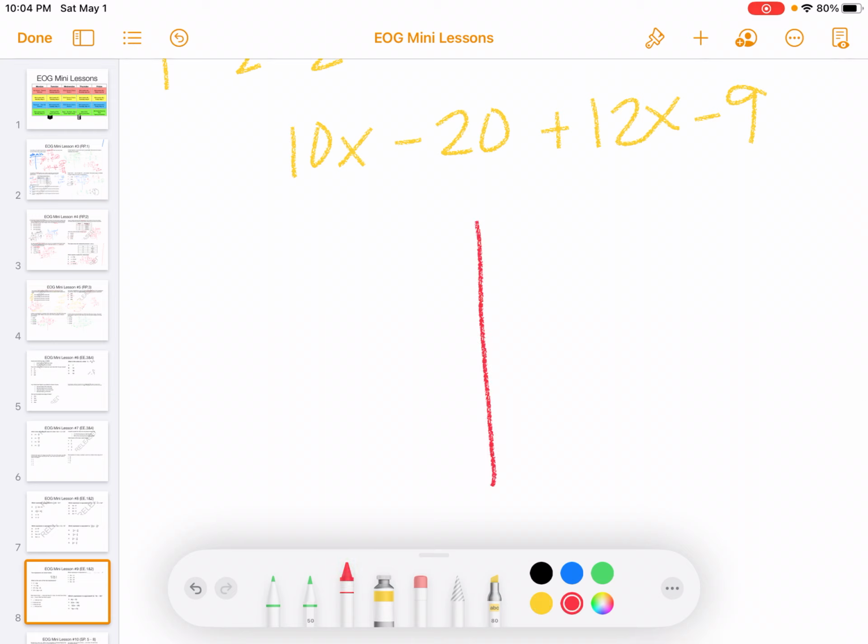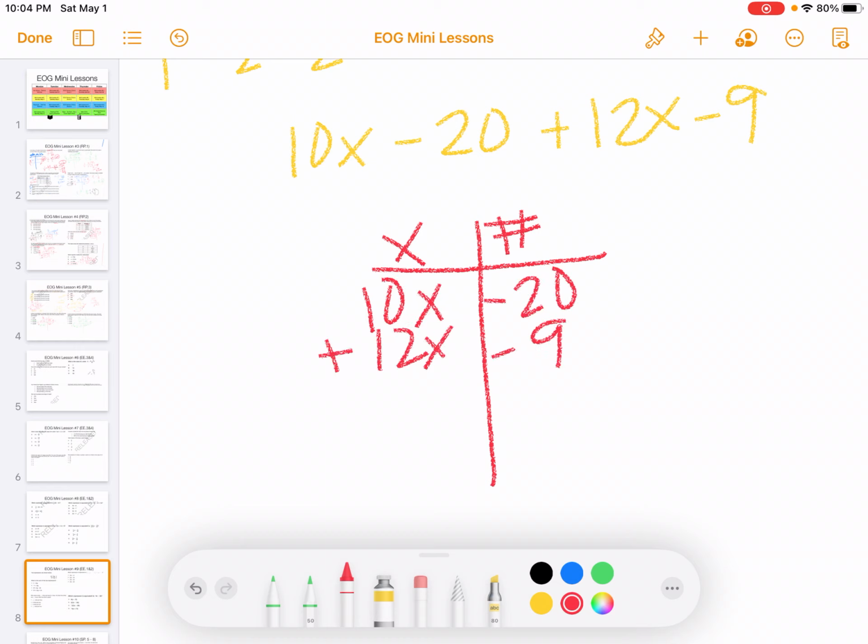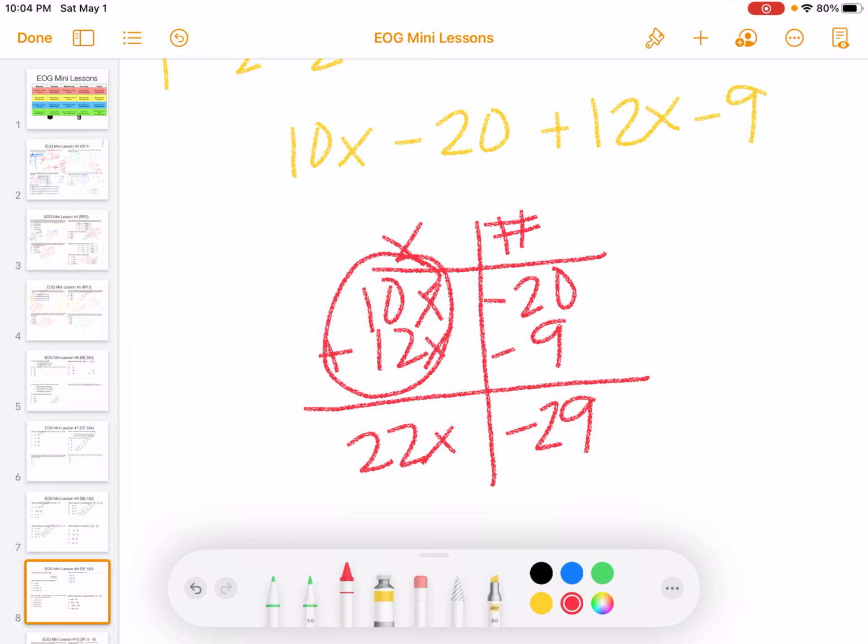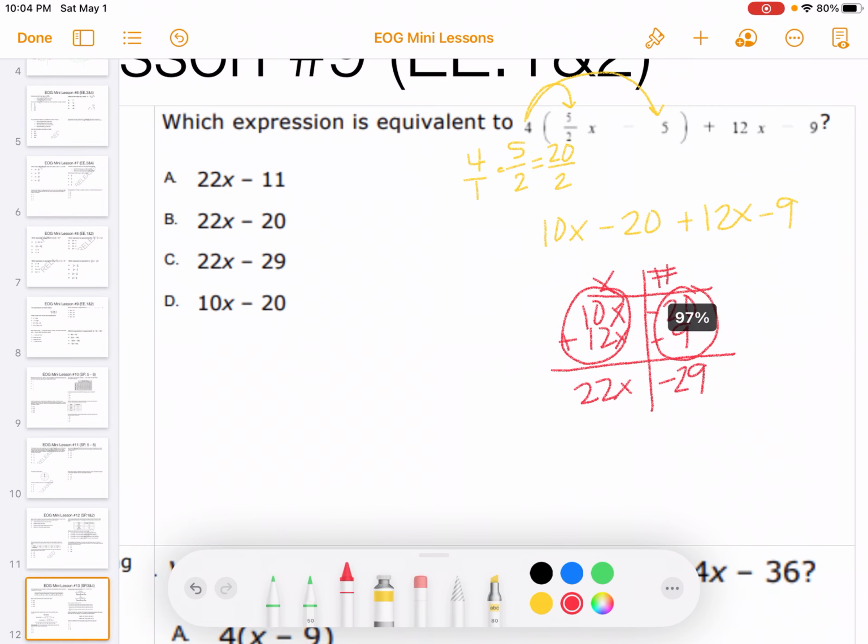So I'm going to combine my like terms. I have x's and numbers, so 10x minus 20 plus 12x minus 9. So that's 22x minus 29, and I know that I'm right because the signs are the same in each section.